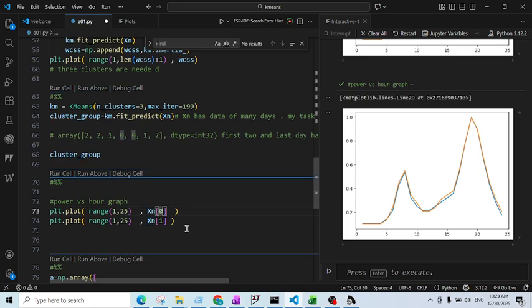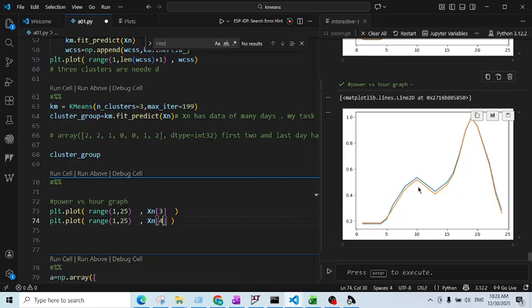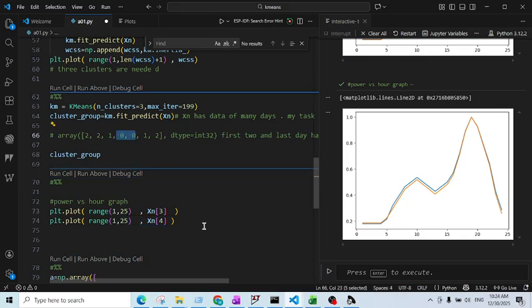Let's write here 3 and let's write here 4. Yeah, you can see that these two days' power has some similarity. The power versus hour graph has some similarity. Blue is for this day and red is for this day, and we can see that these have some similarities, and that's why here you have 0 0.